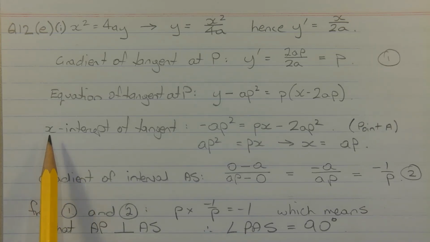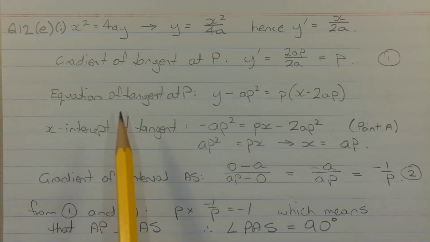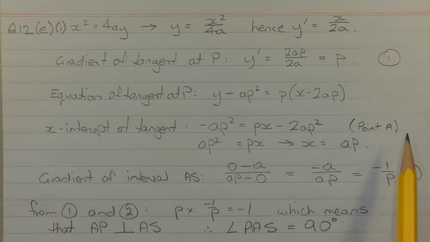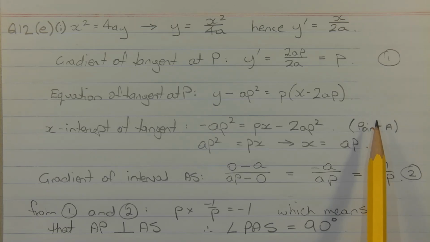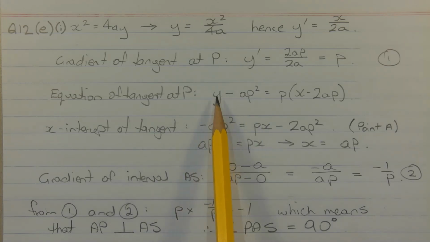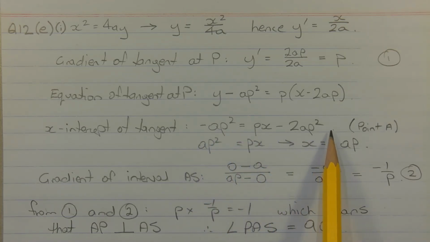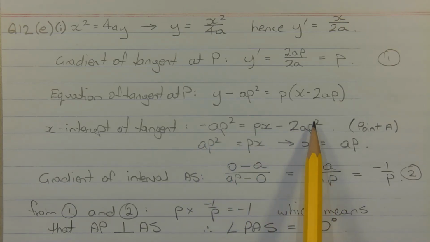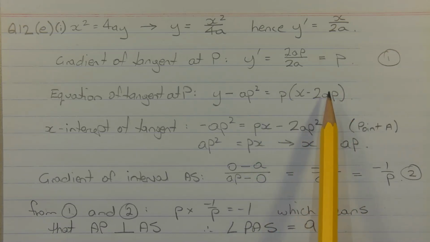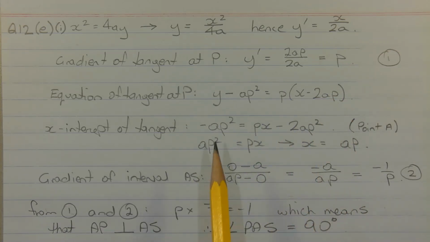Next, we need to find the x-intercept of the tangent that we just found, and the reason for that is that it corresponds to point A. Now the y coordinate of point A is 0, given that point A sits on the x-axis. So letting y equal 0, we get the equation -ap² = px - 2ap², and we get this by expanding the right-hand side. Now we want to solve this equation for x.